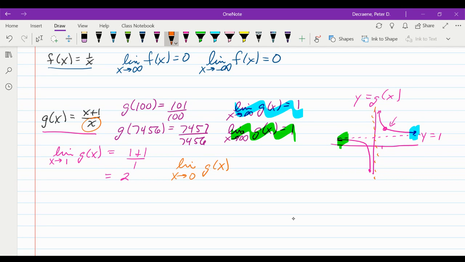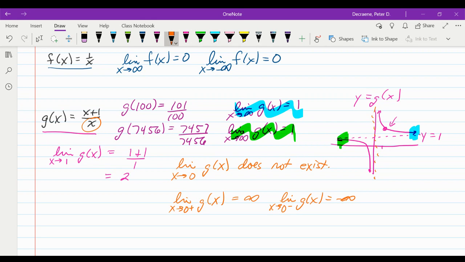I want you to notice on this particular graph, we can see that as x goes to 0 from the right, remember we use that little plus sign for from the right, the limit of g of x is going to be infinity, and the limit as x goes to 0 from the left of g of x is going to be negative infinity. So the limit as x goes to 0 of g of x does not exist.